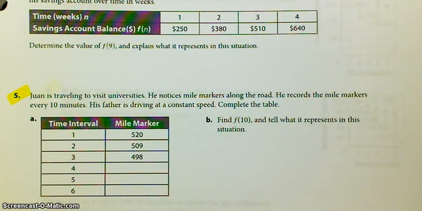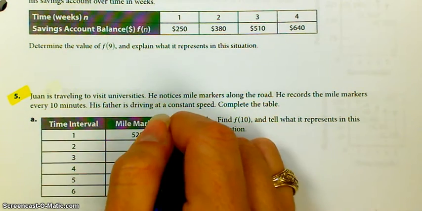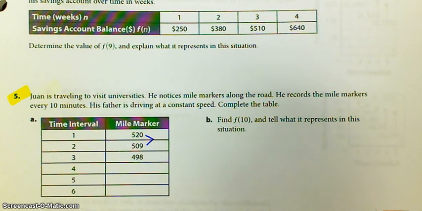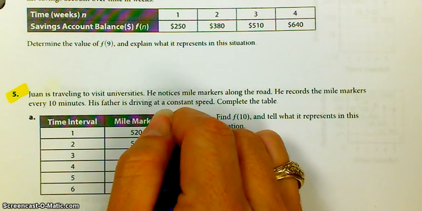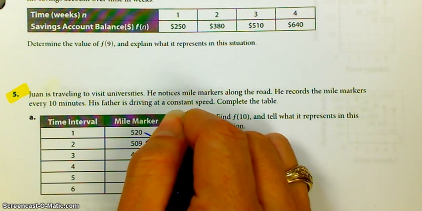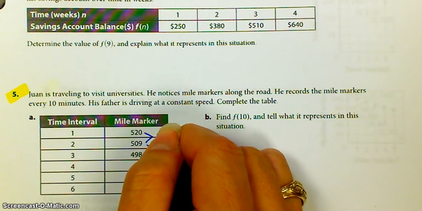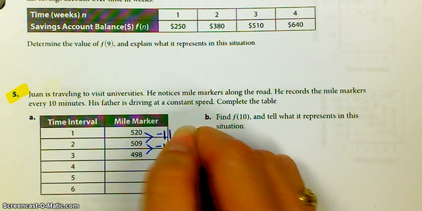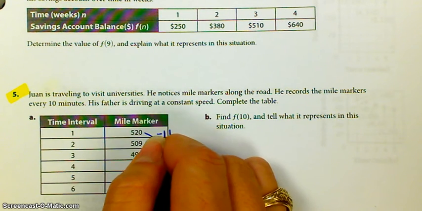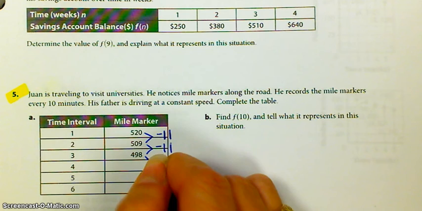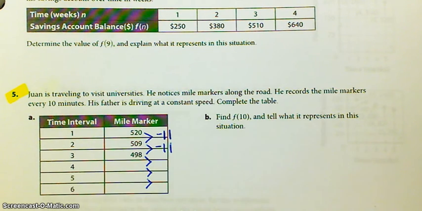Juan is traveling to visit universities. He notices mile markers along the road. He records the mile markers every 10 minutes. His father is driving at a constant speed, so complete the table. All right, so from 520 to 509, that's a difference of minus 11. From 509 to 498, again, that's a difference of minus 11. So we're going to do minus 11 to complete the table.